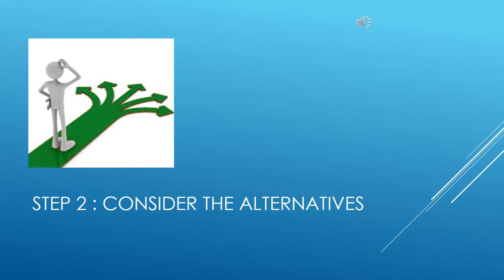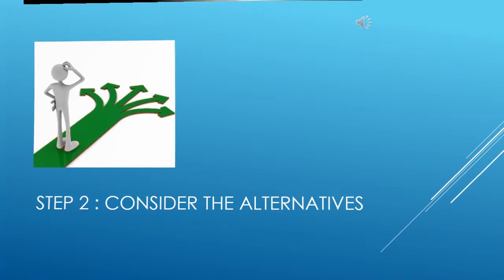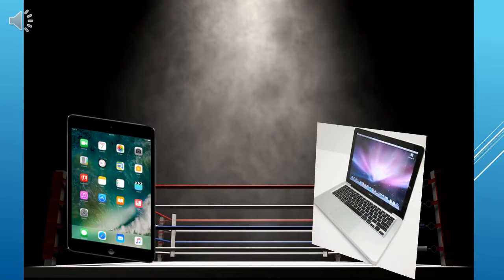The second step is determining the decision alternatives, which are other possible decisions to consider. In our example, we have narrowed down the options to a laptop and a tablet. As a result, all other alternatives will no longer be considered past step 2.